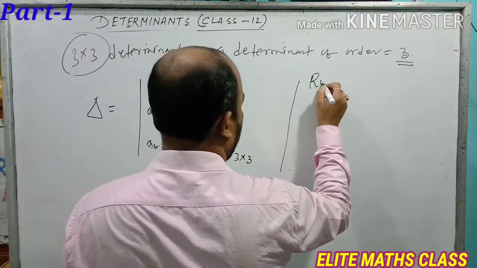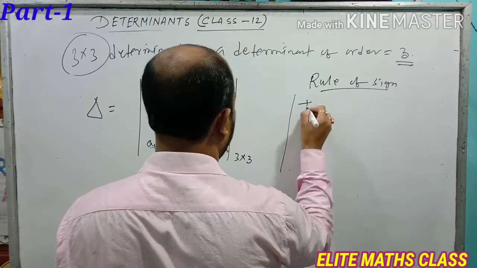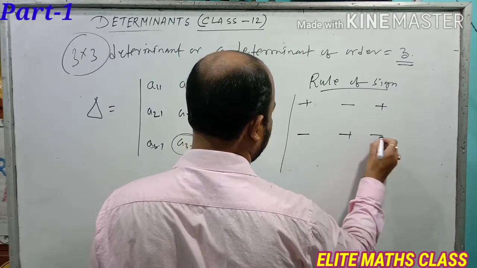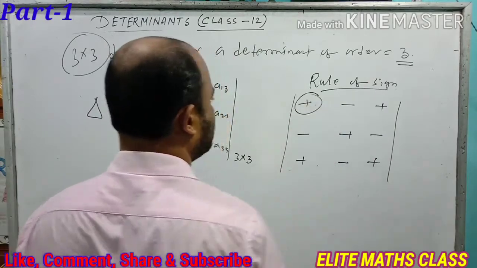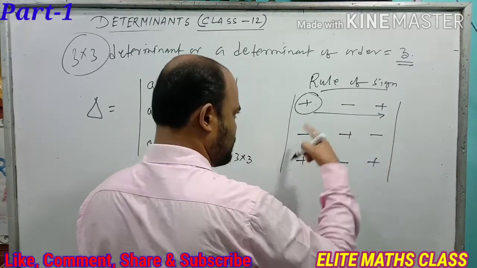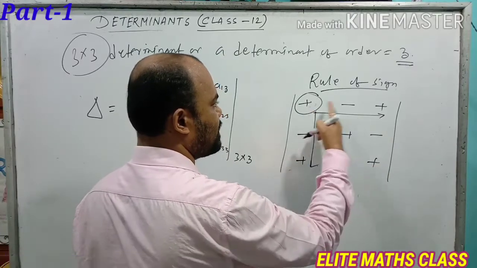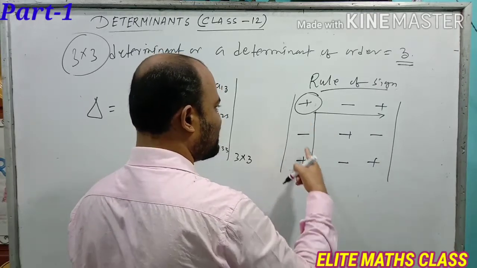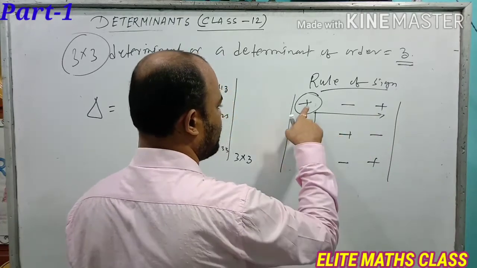Now again, the rule of sign for a 3 by 3 determinant. How many positions? 9 positions, having their own signs: plus, minus, plus, minus, plus, minus, plus, minus, plus. Now how to remember? This is the starting position. From the starting position, either you go through this row or through this column. See, the signs are alternately positive and negative. Again if you go through this column, plus, minus, plus.